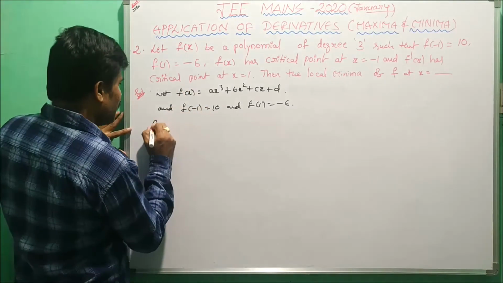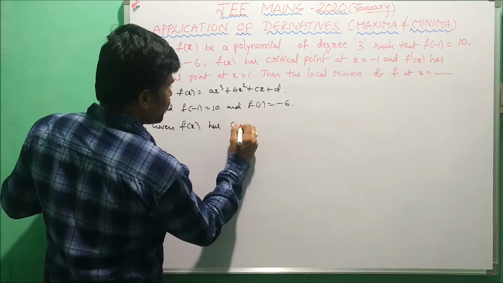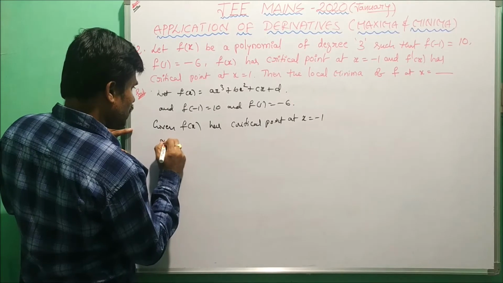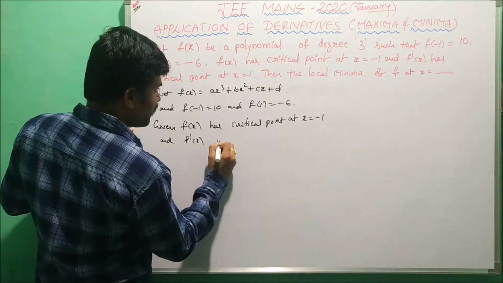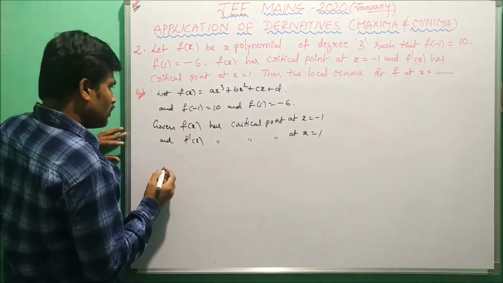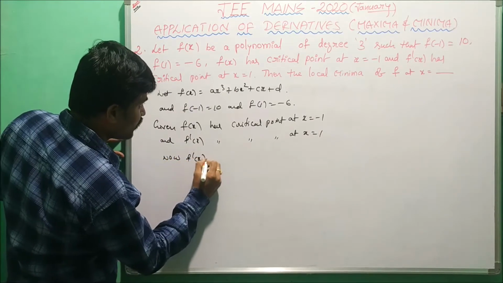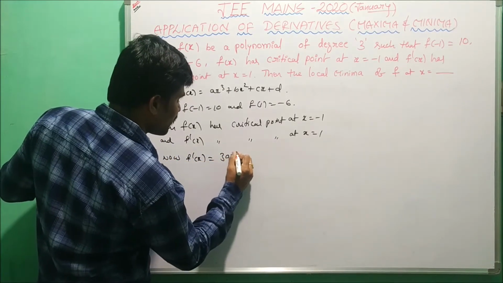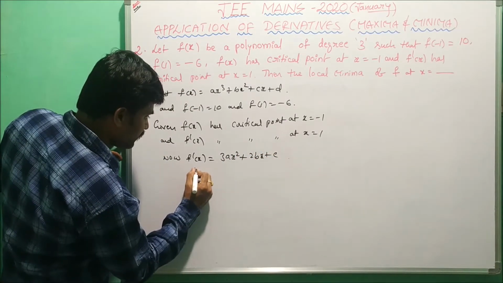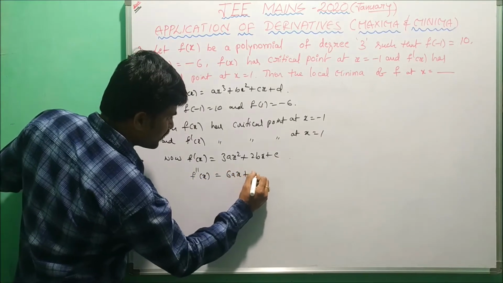Now here given f(x) has a critical point at minus 1 and f dash x has also a critical point at x equals 1. Now first of all, the derivative of f of x, that is f dash x, equals 3ax square plus 2bx plus c. Again differentiating this function, f double dash x equals 6ax plus 2b.